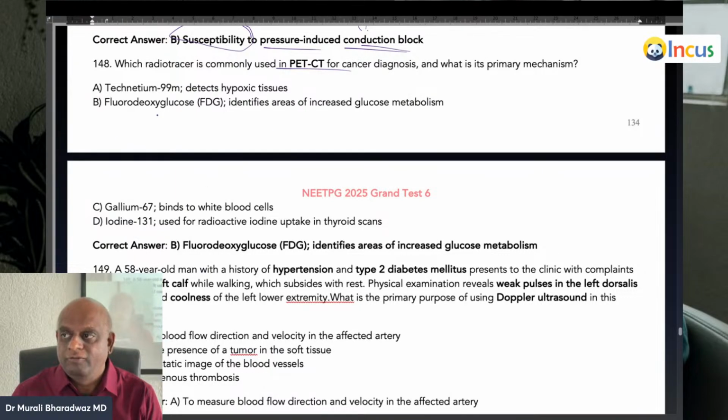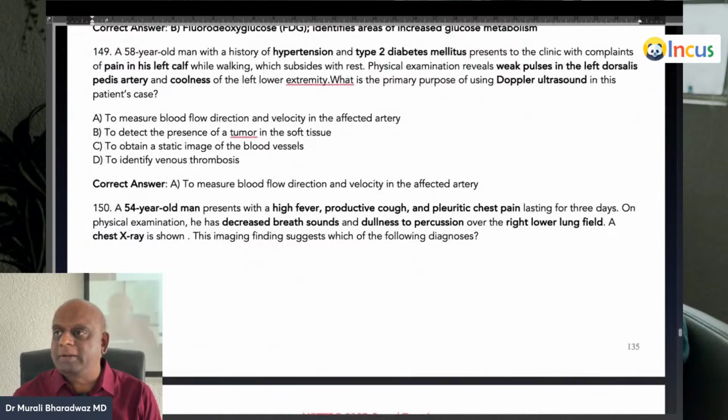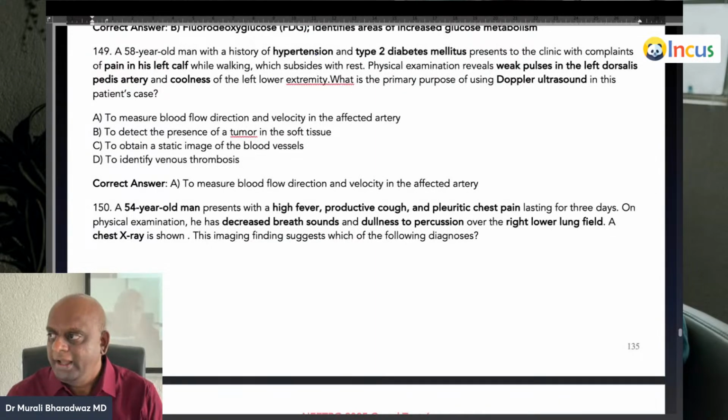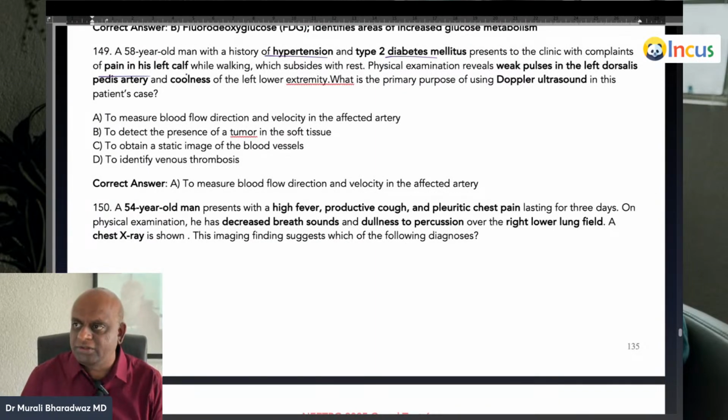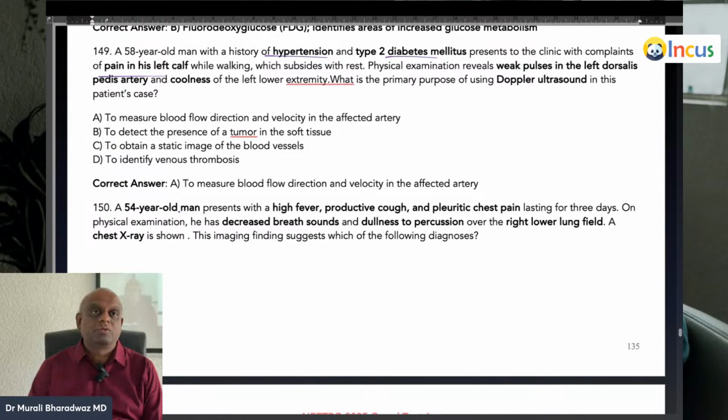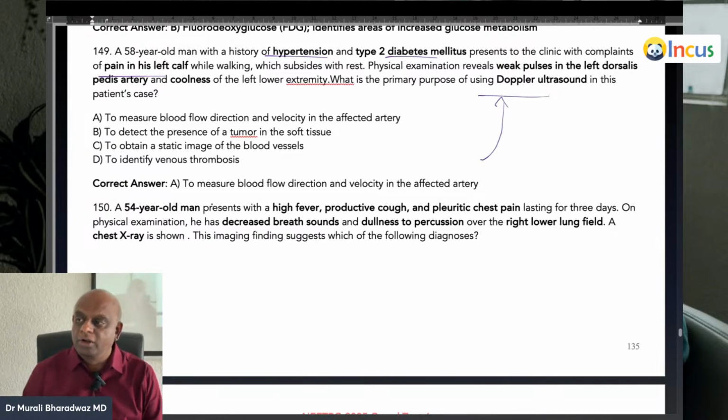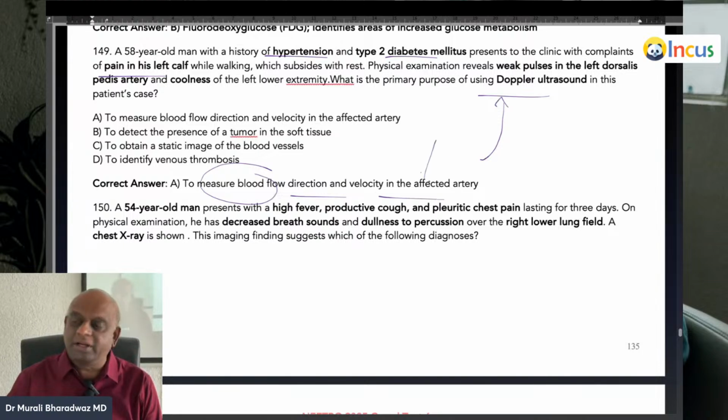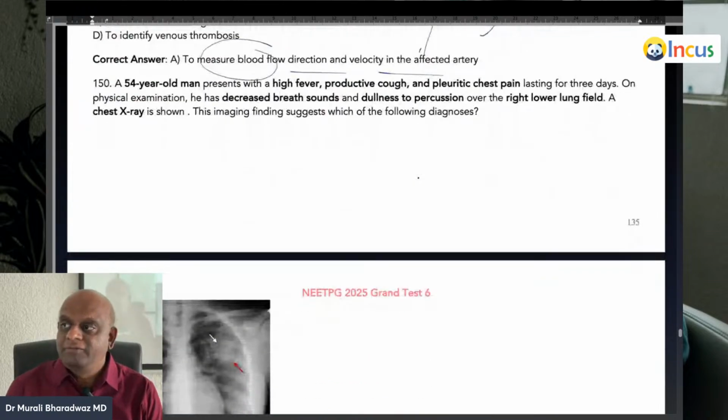Which radio tracer we use in PET CT, doctor? We use fluorodeoxyglucose and increased glucose metabolism in the tumor tissue. Hypertension, type 2 diabetes. So why do we use in a peripheral vascular disease case Doppler ultrasound? To know the blood flow direction and velocity in the affected artery.